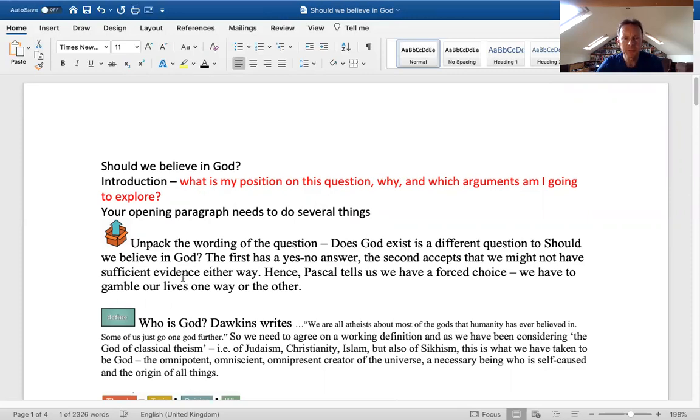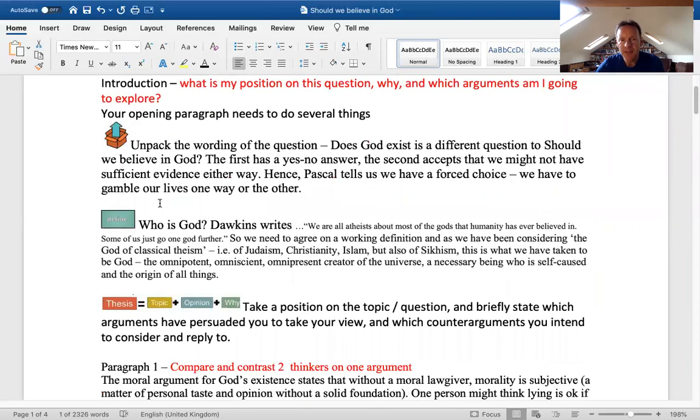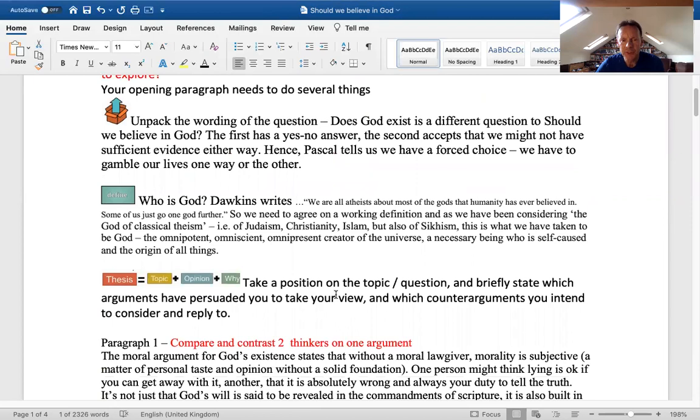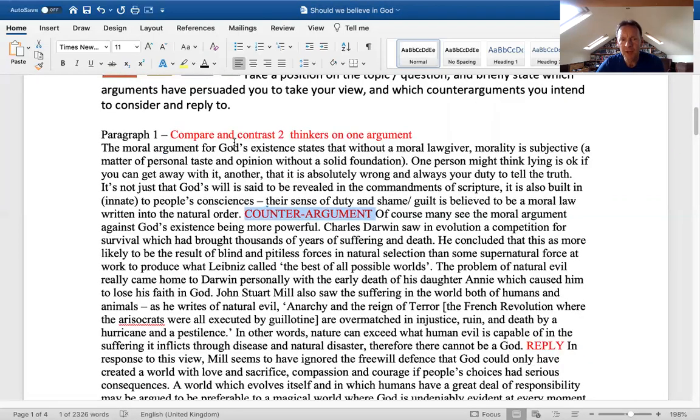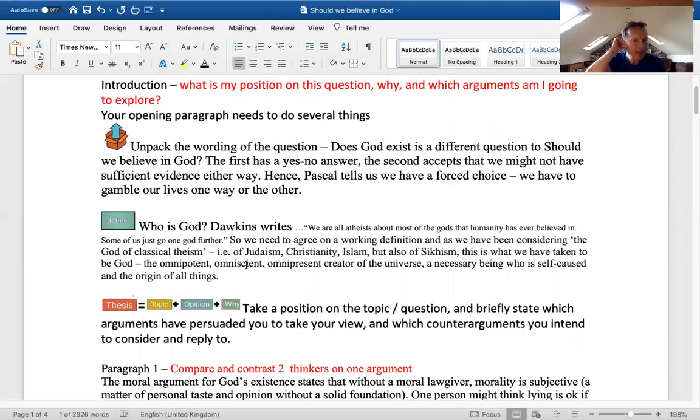So that's what you've got to do. Unpack the question, define your terms, come up with a thesis statement, and that's your opening paragraph, your introduction. And in your first paragraph, you've got to have an argument, a counter argument, and a reply. Right? So do your best this time. If you've already had a go at that, take on board my comments and this, and try and redraft a second time your introductory paragraph and your first paragraph. Okay? Do your best, and that will allow me to comment on what you've been writing. Okay, meet me halfway, do your best, and I will then give you some feedback on that.